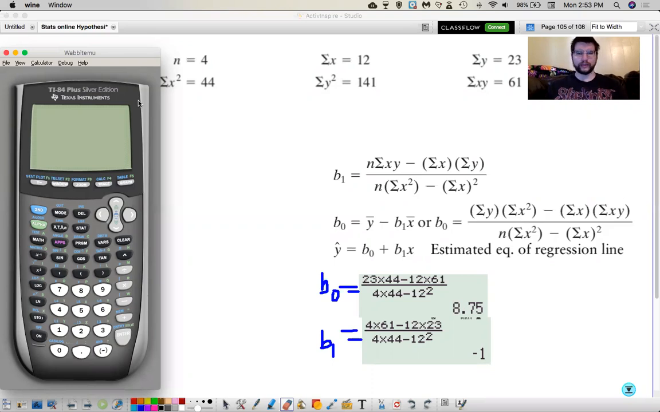So, TI users, I'm going to type it in the same way. Start with parentheses for your numerator. N is 4 times 61, minus sum of x, 12, times sum of y, 23. Don't forget the multiplication symbol. That's the numerator, so close the parentheses. And I'm doing B1 first. It doesn't matter which order you do it in, just so long as you know which one's which.